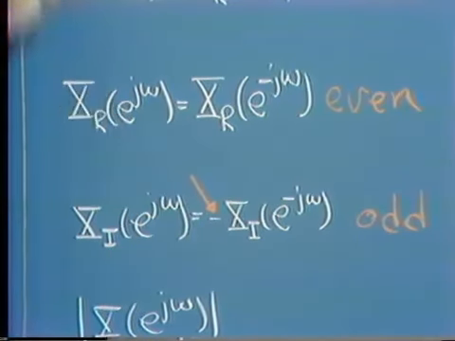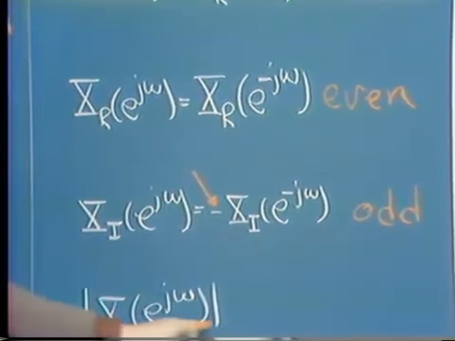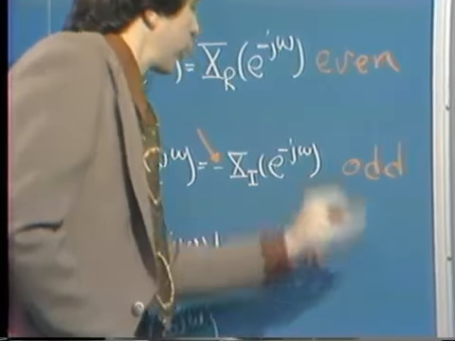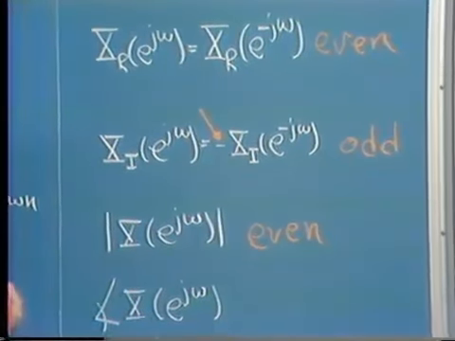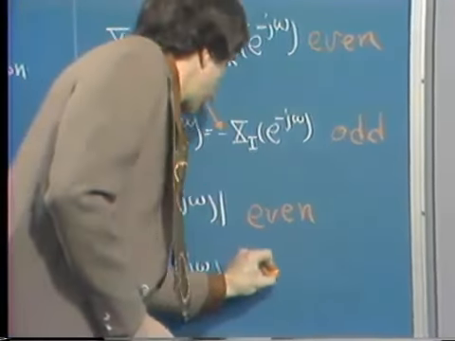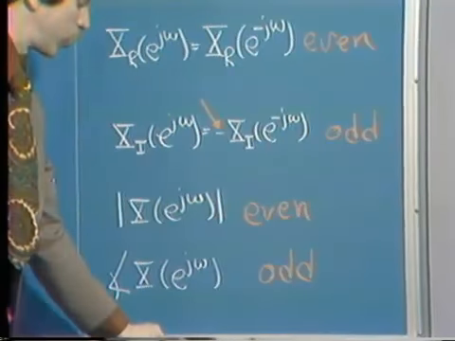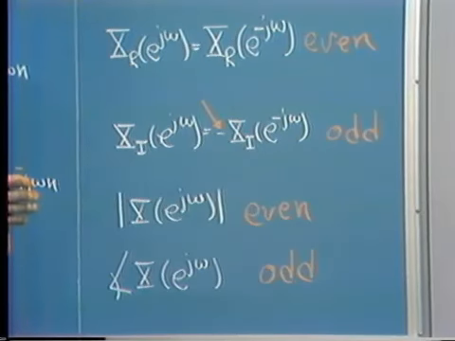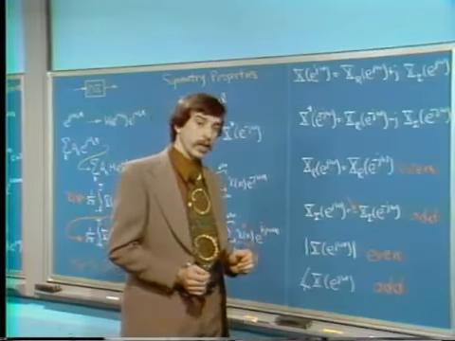Well, from this or from this, we can also show that the magnitude of the Fourier transform is an even function of omega, and the angle of the Fourier transform is an odd function of omega. And those, of course, are identical to what we know is true for the continuous time Fourier transform. Remember, however, again, that these are periodic functions, whereas in the continuous time case, they're not.